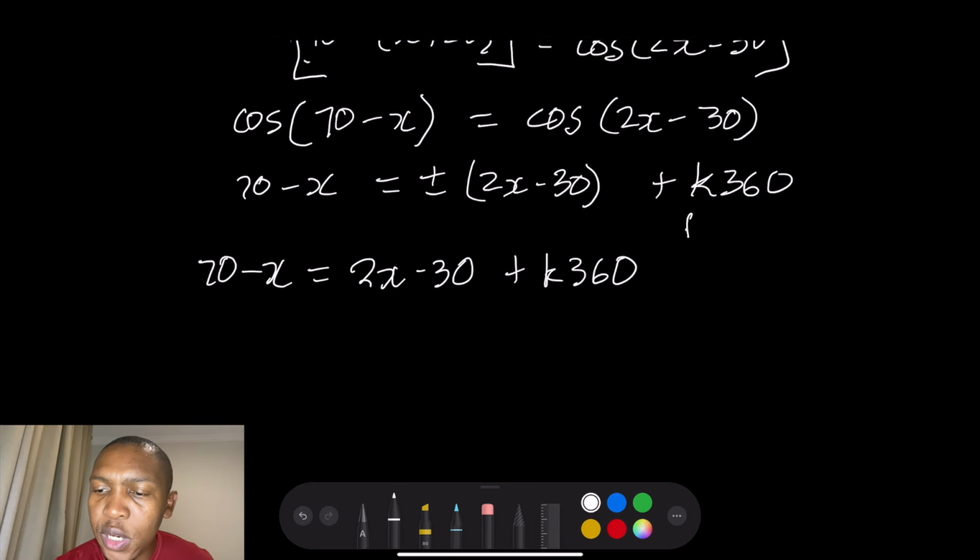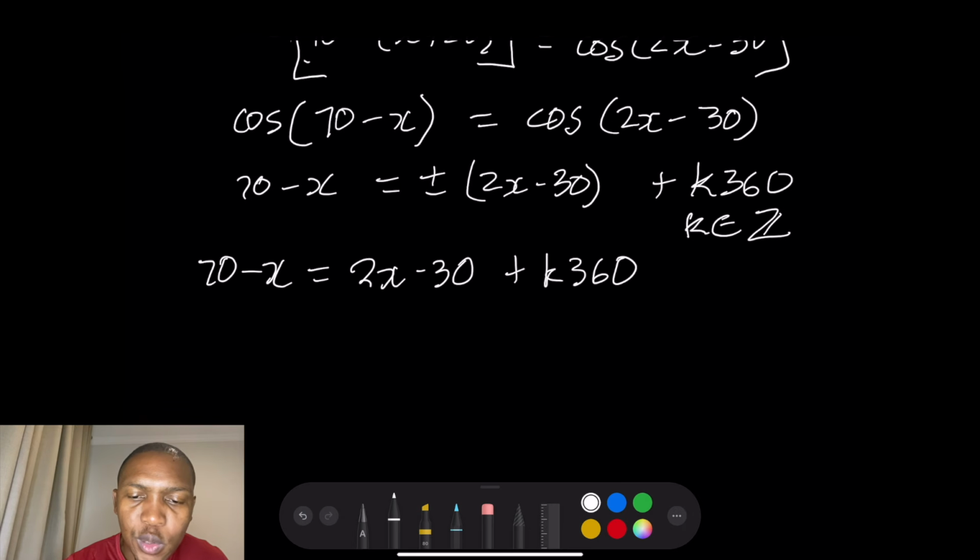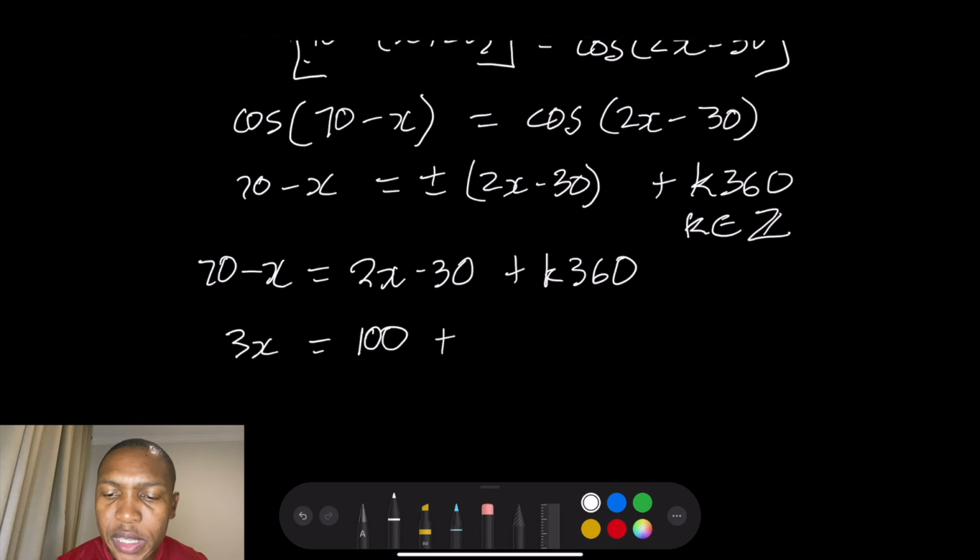I did not actually specify that k is an element of integers there. Okay, so in this case, you end up with, let's try and get, so this will be 3x, if I take all the variables on the same side. Okay, so that will be 3x. If I take 70 to the other side, in fact, that will be 70 plus 30, so that will be 100, plus k360.